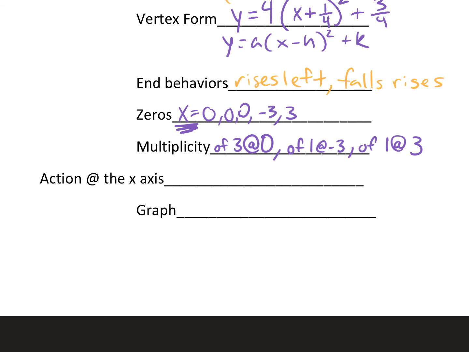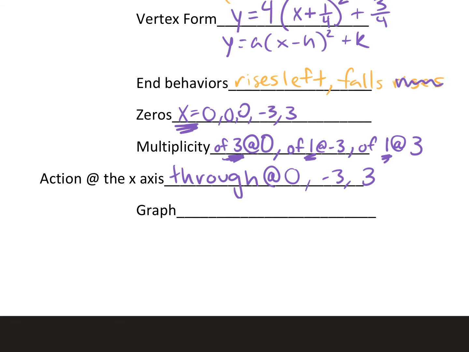All right, now the action at the x-axis. This question threw a lot of people off on the quiz. But if our multiplicity is odd, what's our action? It goes through. So it goes through at 0, -3, and 3. Or you could say it goes through at all the x's because 3 is odd, 1 is odd, and 1 is odd. What if my multiplicity was even? Then it would touch and turn.